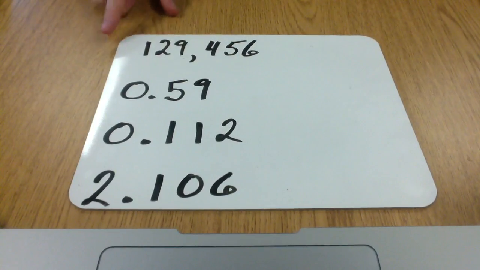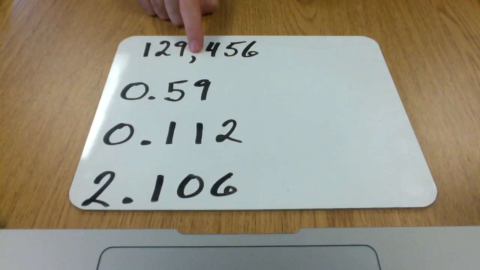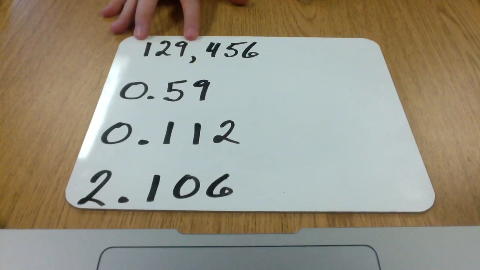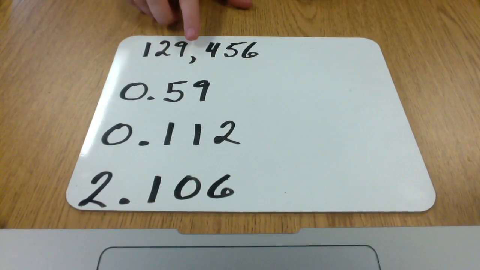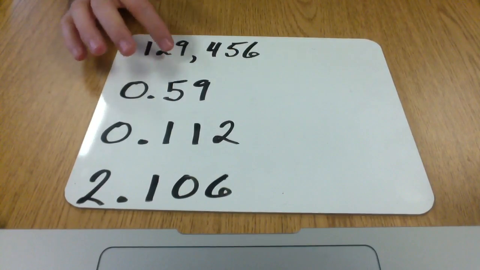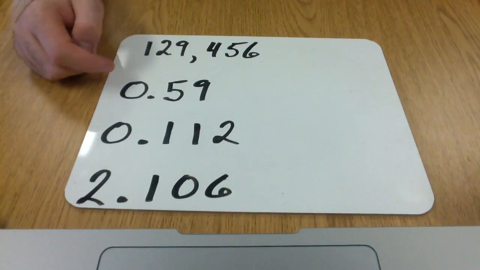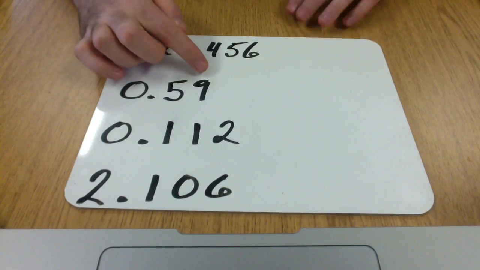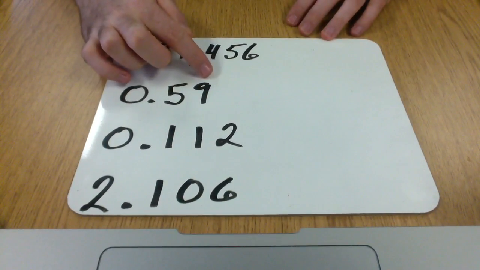So what you're going to do is look for some sort of punctuation. So here's a comma. You read the whole number that's in front of it, and then that punctuation will tell you to use a place value name. So we would read this as 129,456. Okay? It's kind of the same thing here, except with a decimal, you're going to use the place value name of whatever the last number's place value is.